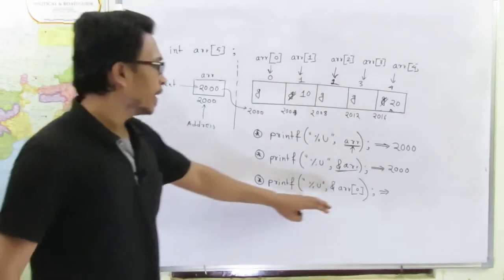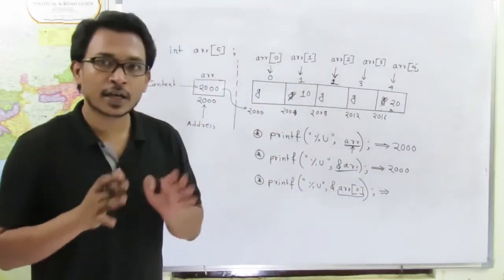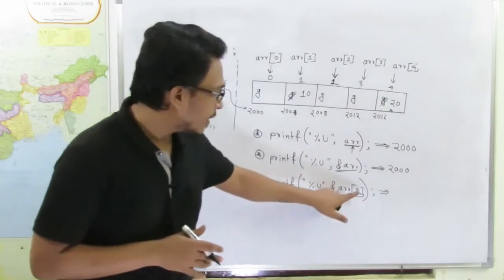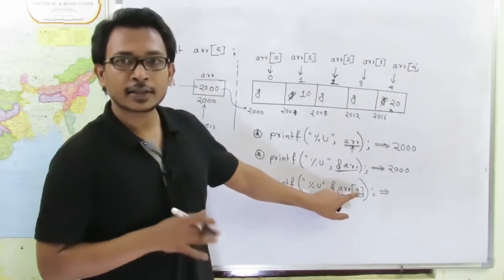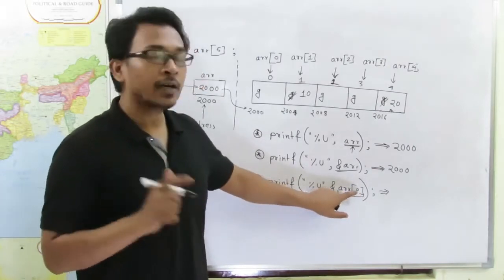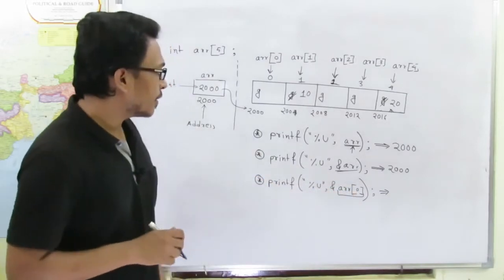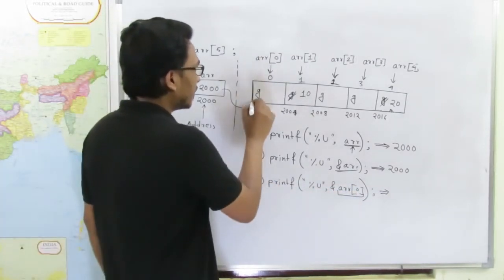Now look, what does it mean? This is the first element of the array. Here the index is 0. The array index is specified in the instruction, so it will represent the first element of the array. So what is the first element of this array? The first element is this one.